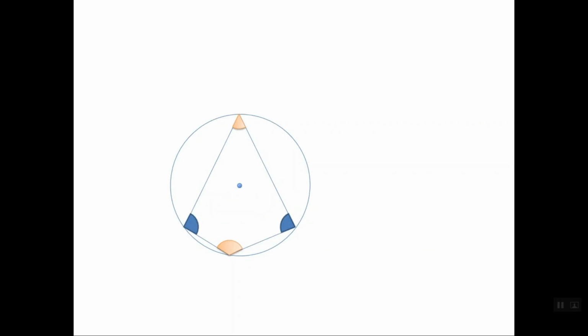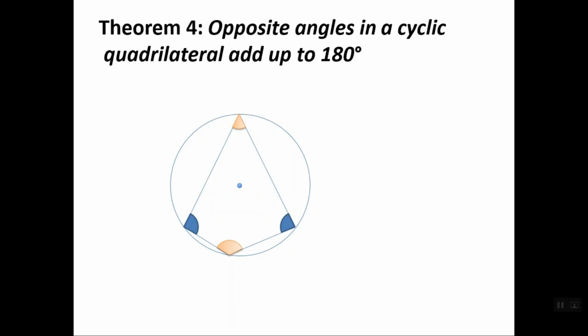Also, those two angles now in blue would also give me 180 degrees, which therefore means that Theorem 4 states opposite angles in a cyclic, or some people say cyclic, quadrilateral add up to 180 degrees. So it's a really easy theorem to remember: once it's a cyclic quadrilateral, opposite angles will sum to 180.